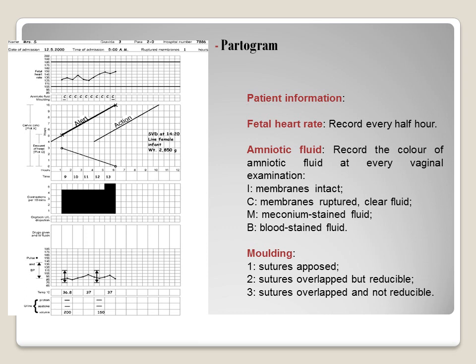المولدينج هو طبعا احنا قلنا اكو صفة بالفيتال skull which is the overlapping of the bone of the skull at the level of the suture to accommodate the pelvis. فممكن نسجل زيرو لما يكون suture كلش واضح and present when the suture opposed راح يكون +1 and suture overlap but reducible راح يكون +2 and suture overlap and not reducible راح يكون +3 ونسجله بالمولدينج as that، هذه الأرقام 0 1 plus 2 plus and 3 plus.